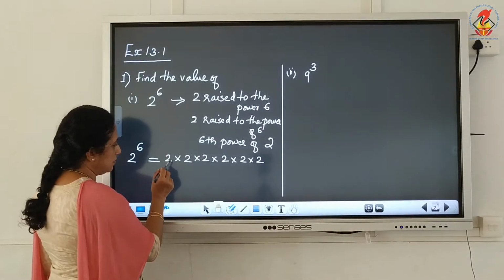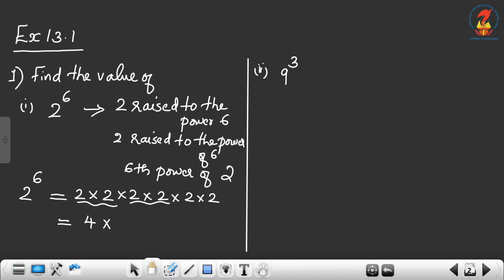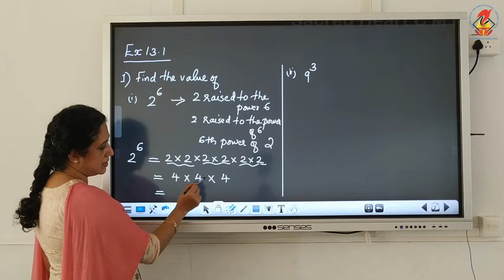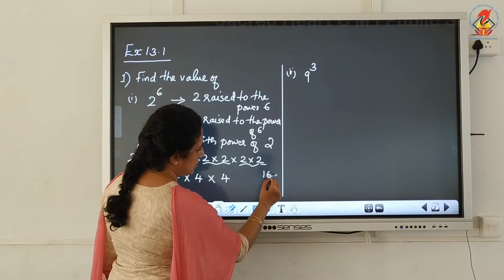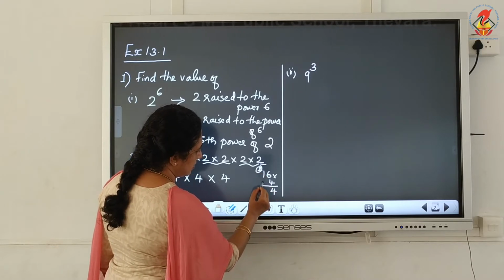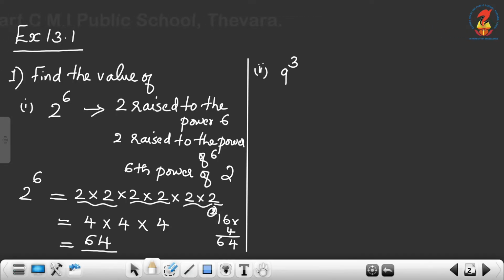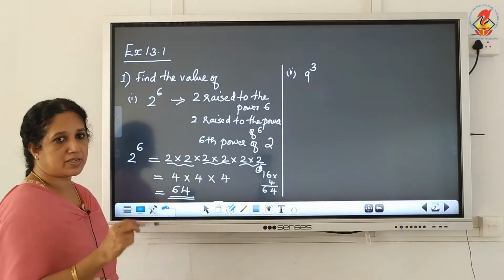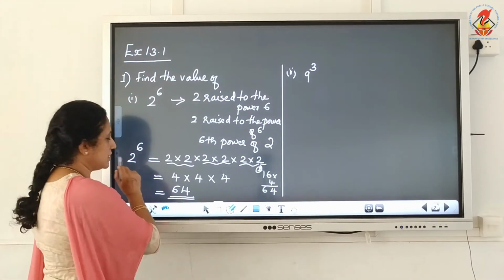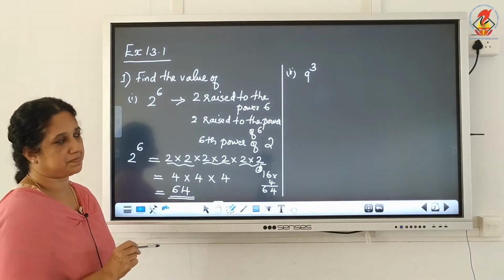So which is equal to 2 2s are 4, 4 into again 2 2s are 4, 4 into 2 2s are 4. Then 4 4s are 16. 16 into 4, what is 16 into 4? 6 4s are 24, 2 is the carry over. Then 1 into 4, 4 plus 2, 6. So you will get 64. So the number 64 is expressed in exponential form as 2 raised to 6. And the value of 2 raised to 6 is 64.